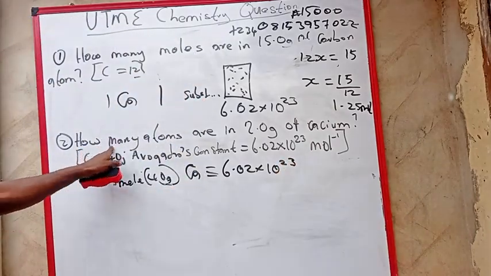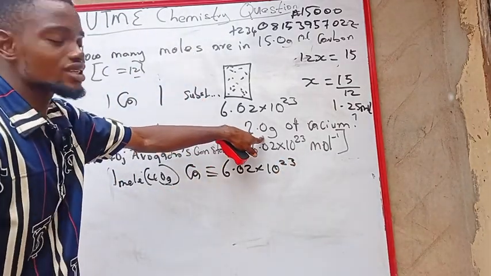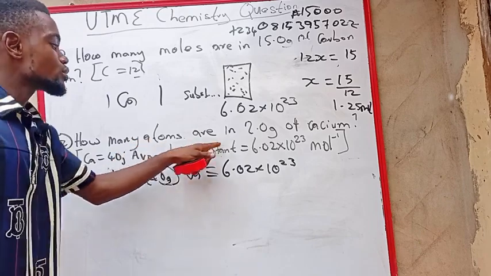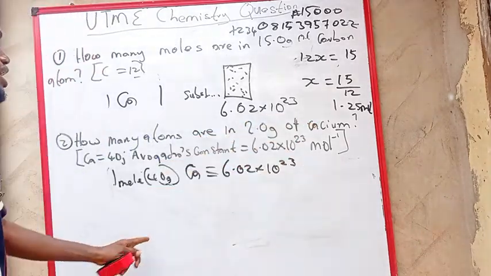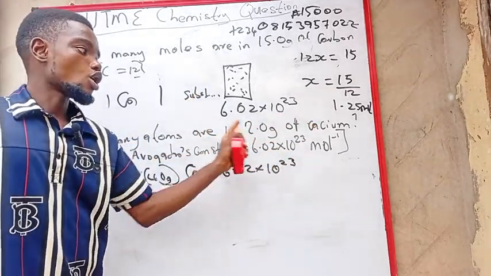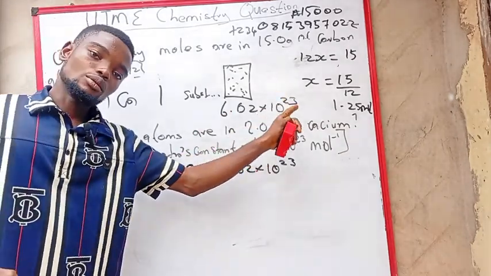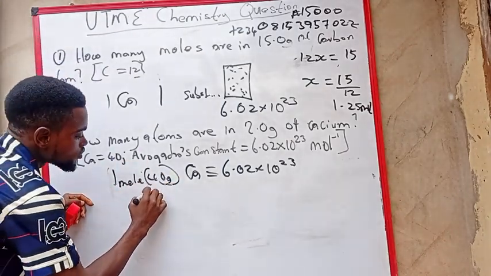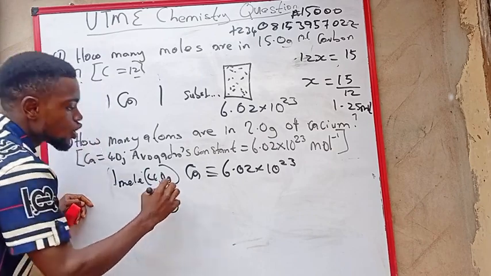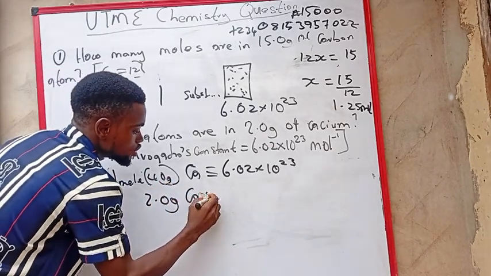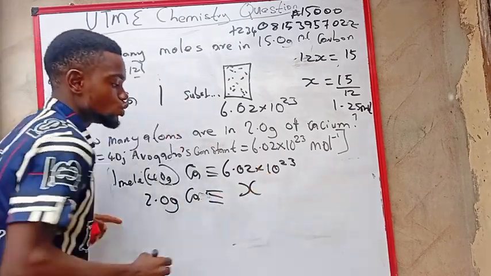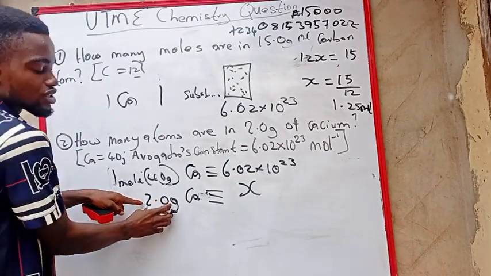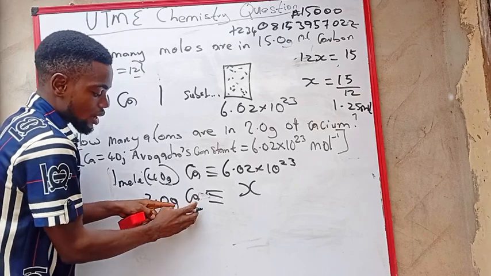Now the question asks how many atoms are in 2.0 gram of calcium. So this is the mass and Avogadro's atomic relationship. So we now have 2.0 gram of calcium should give us an amount we don't know. That is what we are looking for.